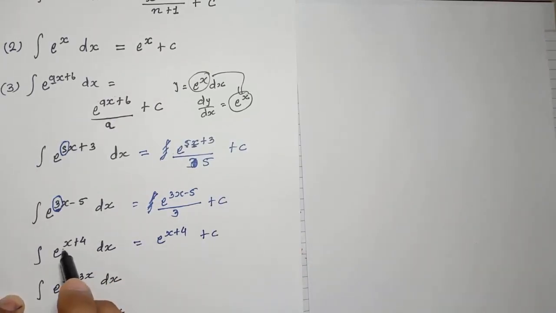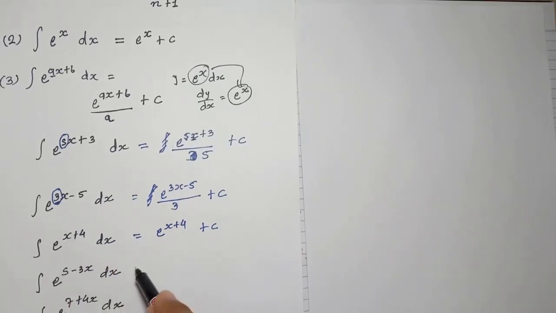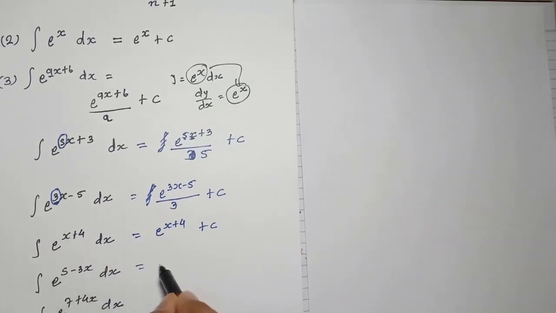Now nothing is multiplied with x. Can you see any number which is multiplied with x? No, not at all. So the answer is as it is. We don't take anything in division. Here, e raised to 5 minus 3x, so the answer will be as it is.